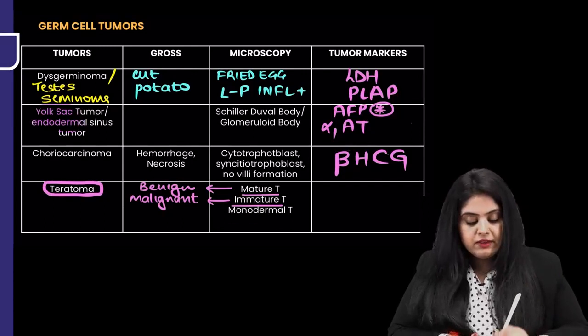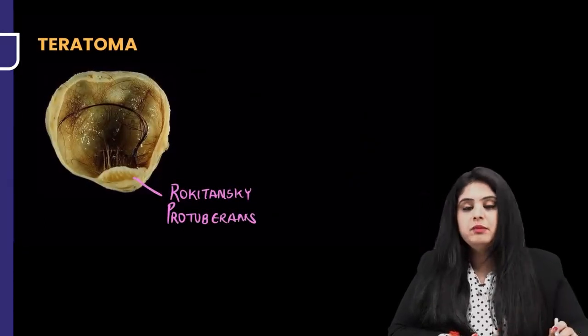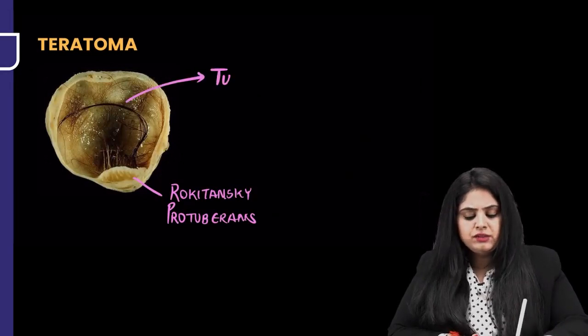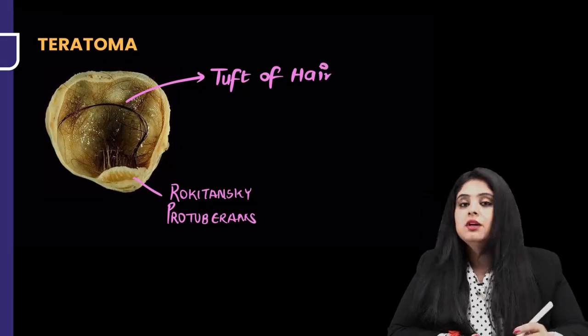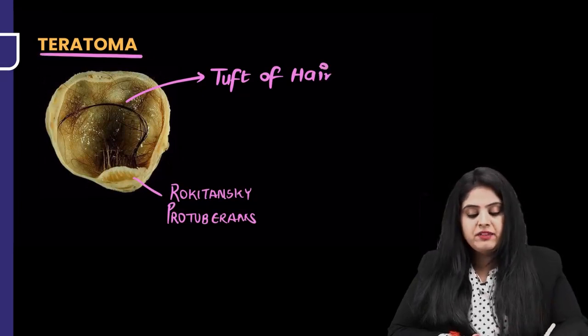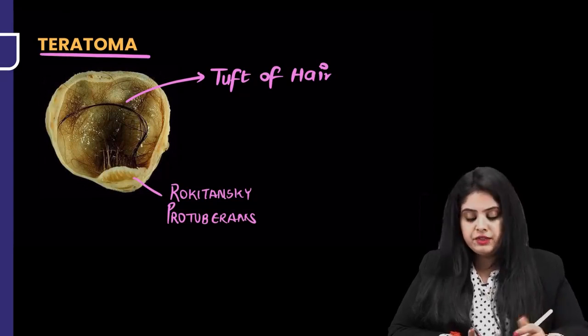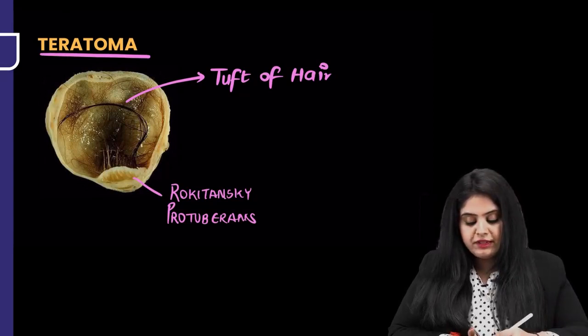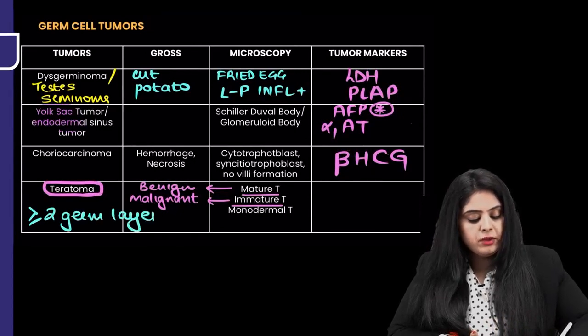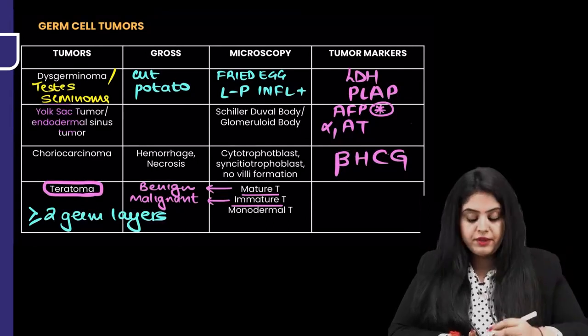But what they give you in the paper is this picture. This is the picture of a teratoma. How do I know it's a teratoma? Because as soon as you start seeing a tuft of hair, or maybe you could have seen some bone or some teeth or some other organ. So basically teratoma is having lots of different organs over here, right? Because if I ask you what is the definition of a teratoma, you will say minimum of 2 germ layers have to be present in order to call it a teratoma, right? So 2 germ layers have to be there, minimum.